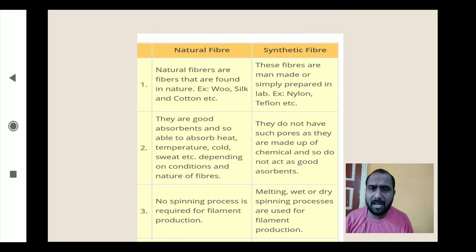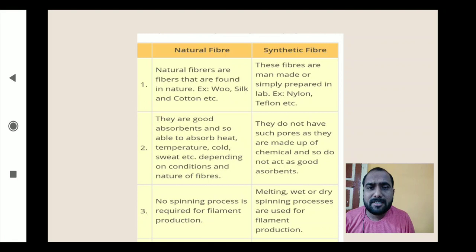So what is the first differentiation point between them both? Natural fibers are fibers that are found in nature. Examples, we have to mention over there: wool, silk, cotton are the examples. Whereas synthetic fibers are man-made and simply prepared in the lab by using chemicals. Examples are nylon, Teflon, polyester. Okay, so these are the examples of that.